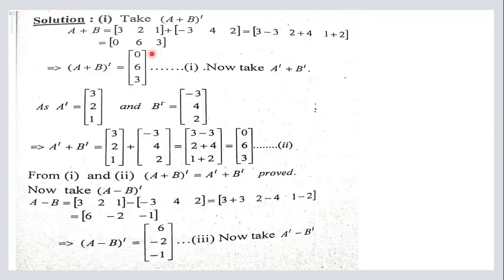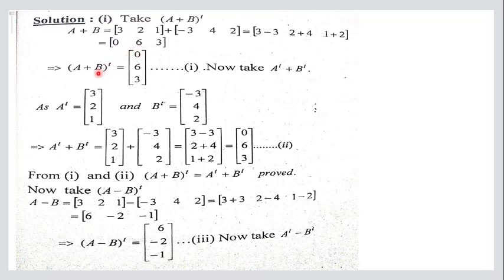So for part 1, we take the left hand side, which is (A plus B) whole transpose. Now first of all, we will add matrix A with B. You know how to add matrices. So you write matrix A and then matrix B, and then you add the corresponding elements of these matrices. So you get the result [0, 6, 3]. Now we have found A plus B, but we need to find (A plus B) whole transpose. Now we will take the transpose of this A plus B matrix.